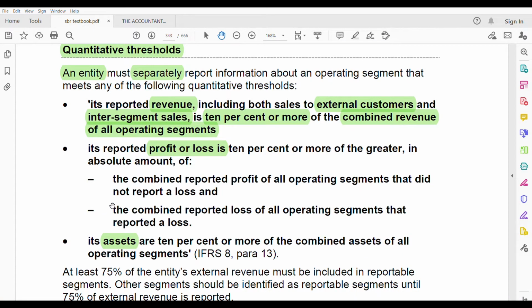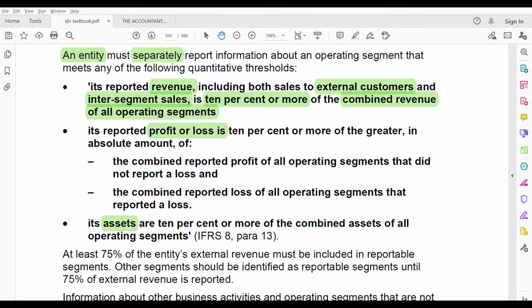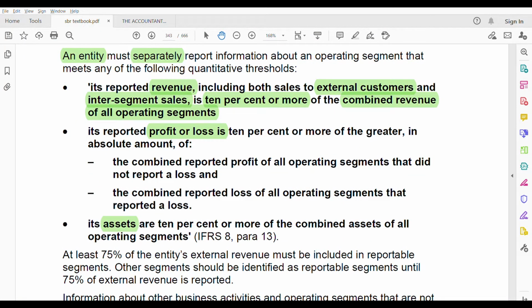We'll definitely do a question on this. This is very easy. This is the easiest thing. If you get IFRS, you'll be very lucky.